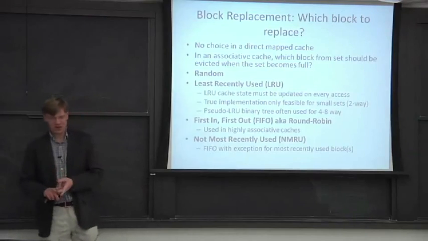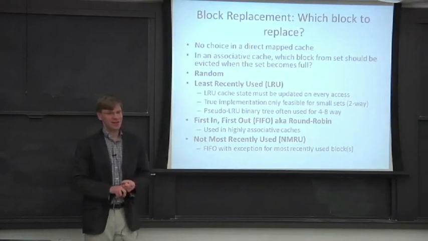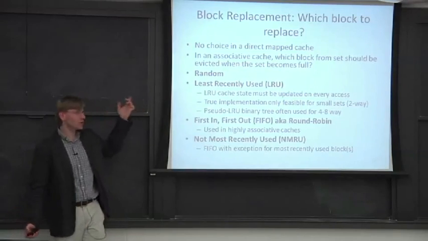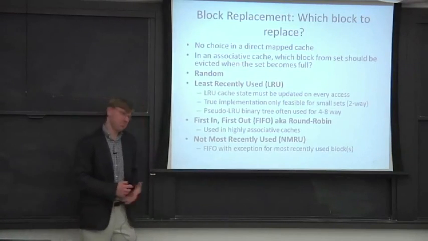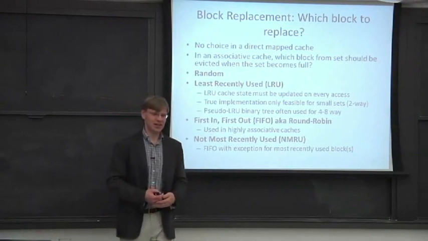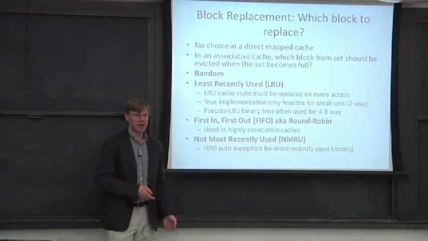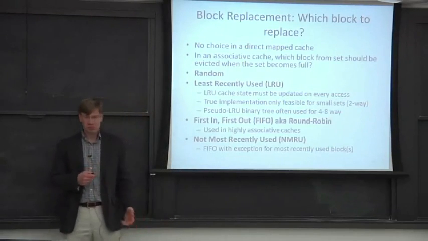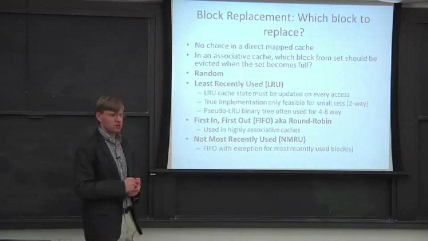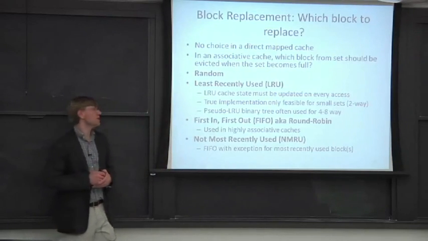OK, so what are some good block replacement policies or good cache replacement policies? First one is random. You can just choose randomly out of a hat. Actually, it doesn't work so bad. It's easy to implement. You just have some random linear feedback shift register or something that chooses a random number, and you replace it. Not so bad. Well, now we put our thinking caps on, and we can start thinking about some better ways to do this.